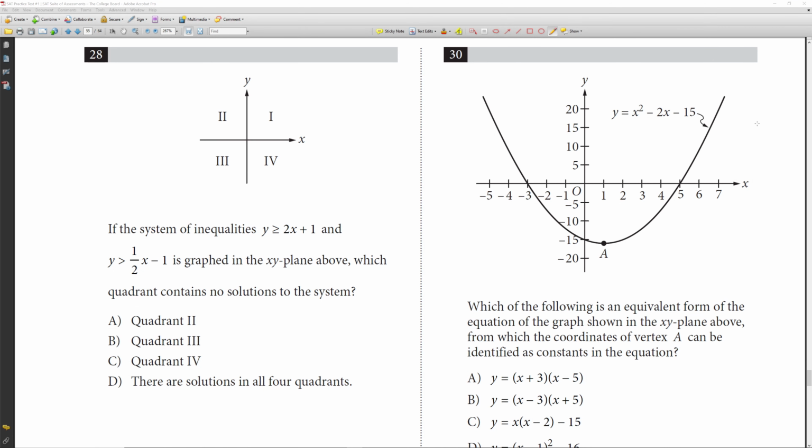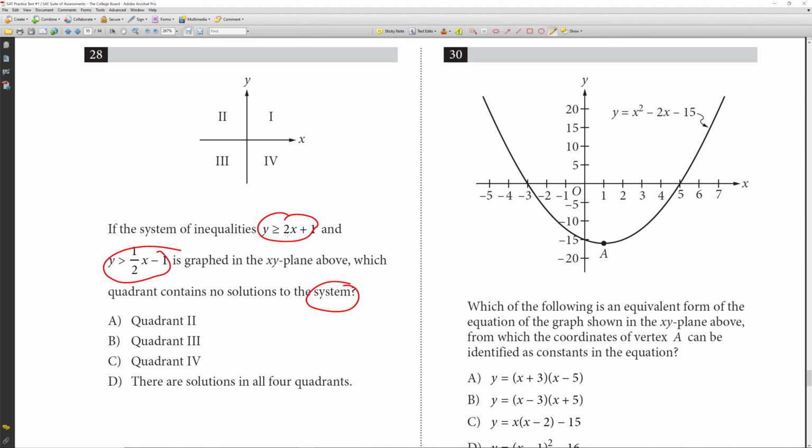So number 28. It looks like I'm given Cartesian coordinates or quadrants. If the system of inequalities y is greater than or equal to 2x plus 1 and y is greater than 1/2 x minus 1 is graphed in the xy plane above, which quadrant contains no solution to the system? So the key word here is system. So that means the solution satisfies both of these.